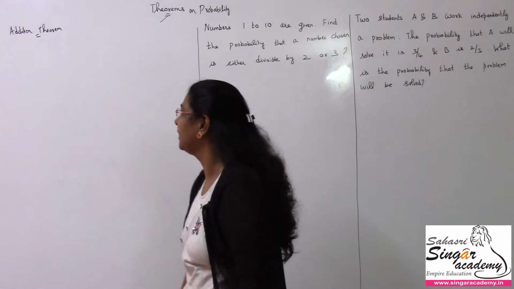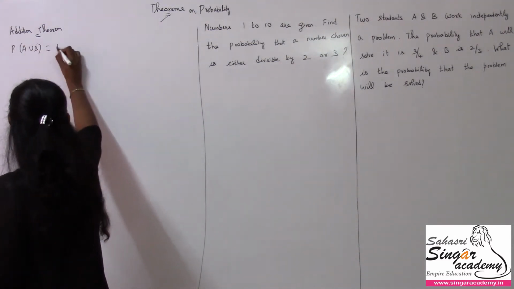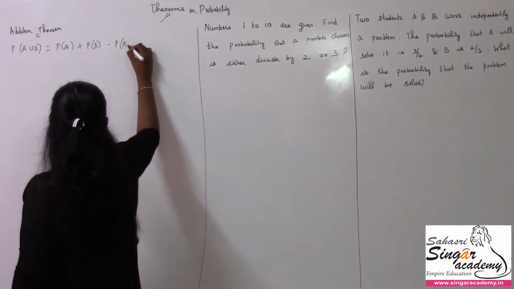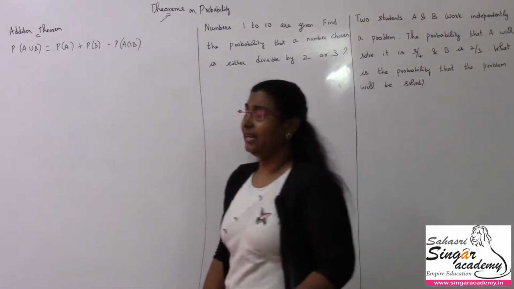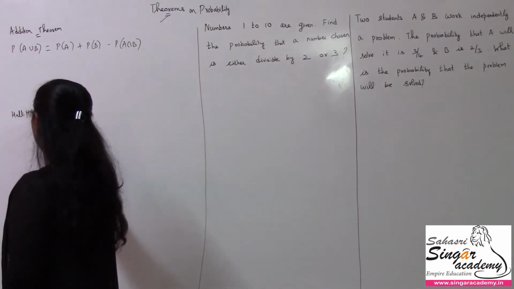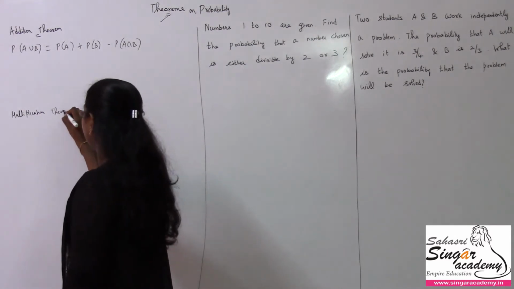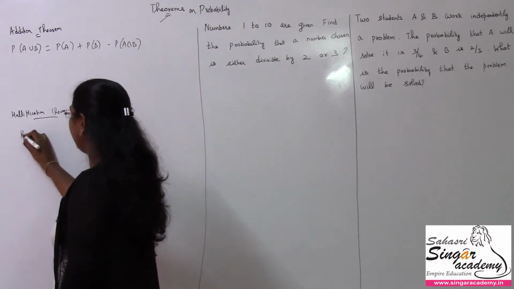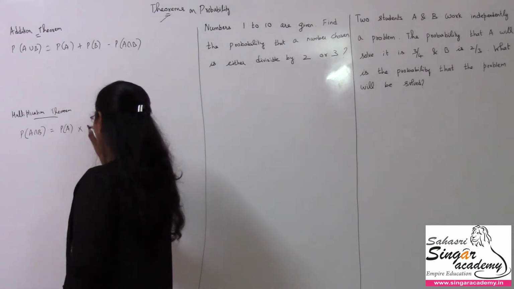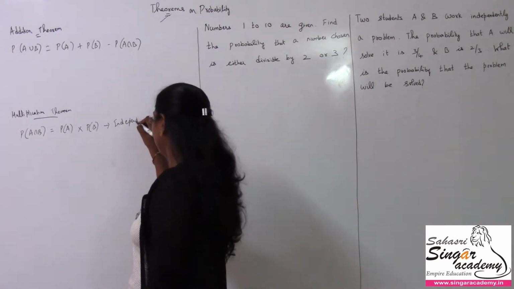Like P of A union B equals P of A plus P of B minus P of A intersection B, right? When I go for the multiplication theorem, it is with respect to dependent and independent events. P of A intersection B equals P of A into P of B in the case where the events A and B are independent.